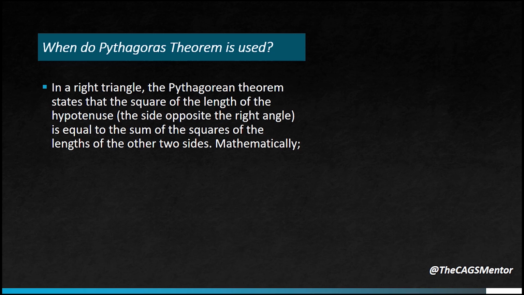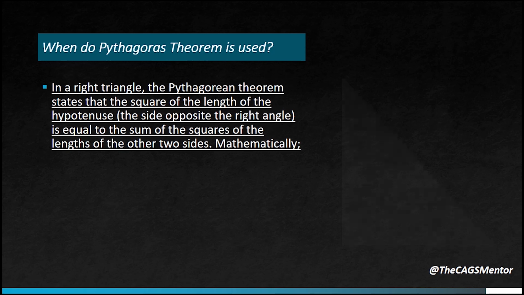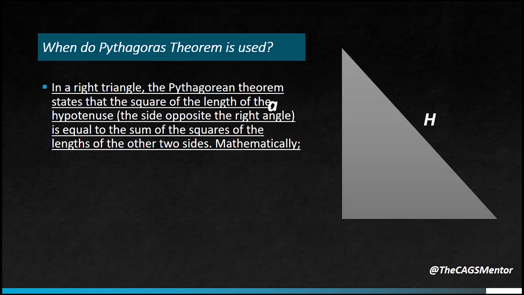The Pythagorean theorem states that the square of the length of the hypotenuse is equal to the sum of the squares of the lengths of the other two sides. Mathematically, it can be written as h squared is equal to a squared plus b squared.